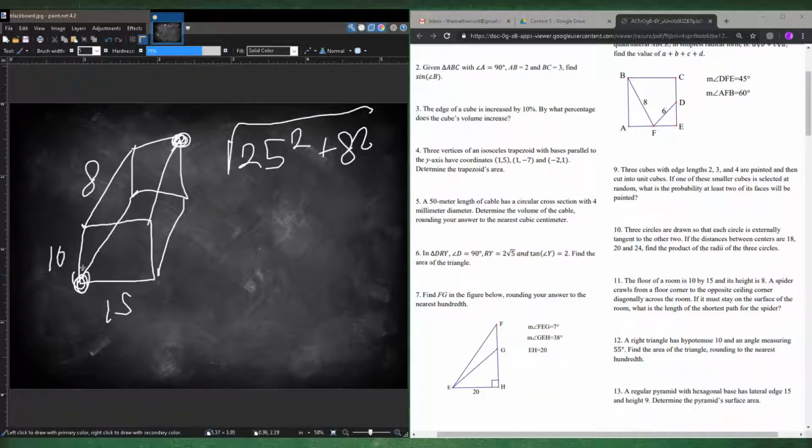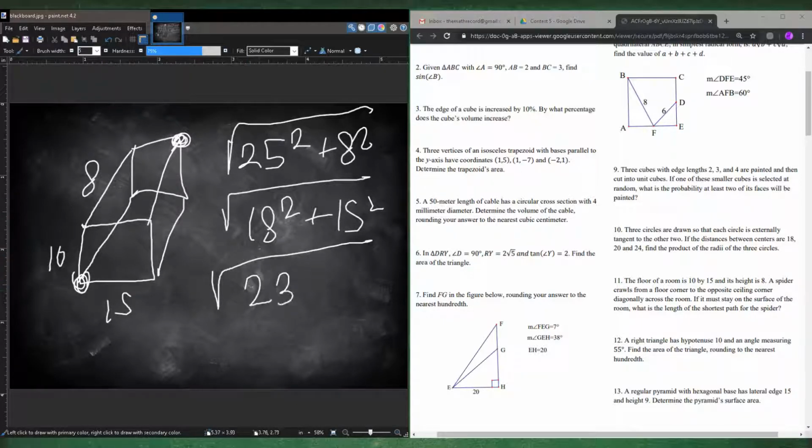Then you have the 10 plus the 8, which is 18. So you have 18 plus 15 squared, because it's adding 2 of them and then squaring that one, and then squaring the last one. And the last one is 8 plus 15, which is 23, and then the remaining one is 10 squared. So you have to look for the smallest of all 3.